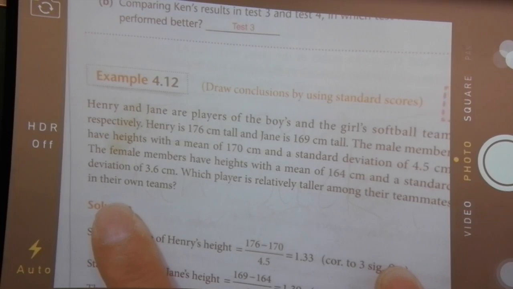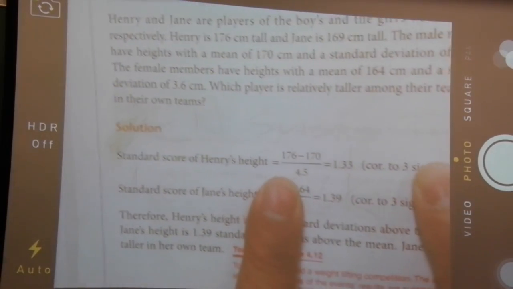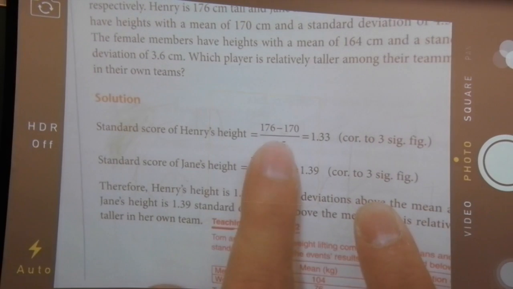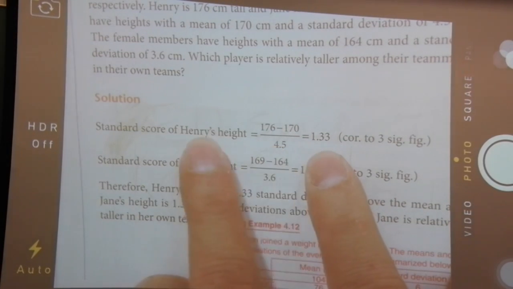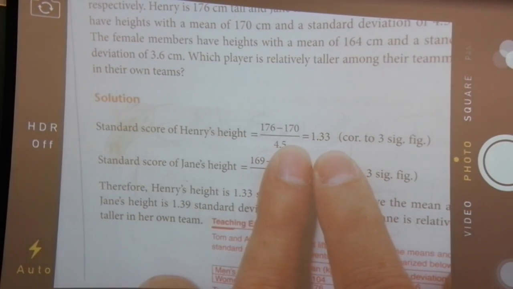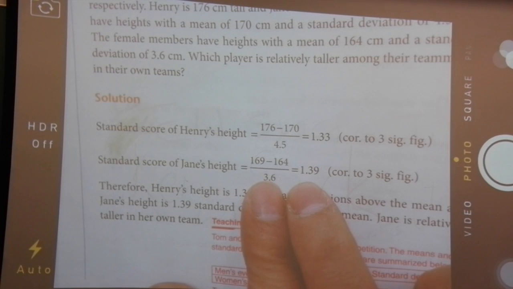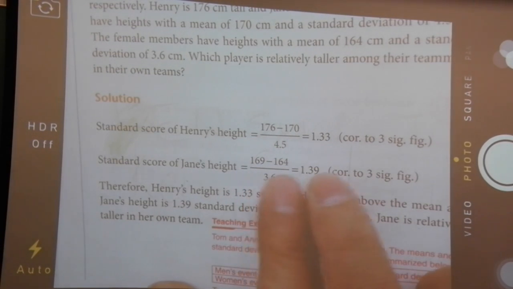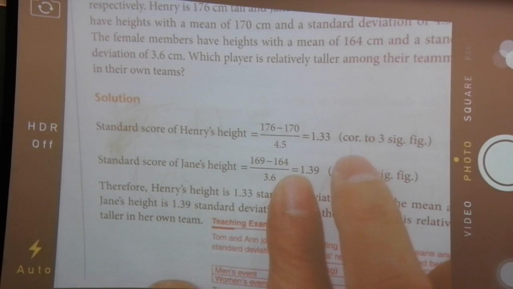Now, how to compare? Easy. Just calculate the standard score of each of them respectively. The standard score of Henry is 1.33, while the standard score of Jane is 1.39. Obtaining the numbers, you know that Jane is relatively taller than Henry.